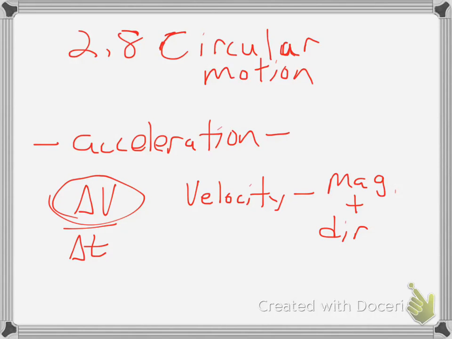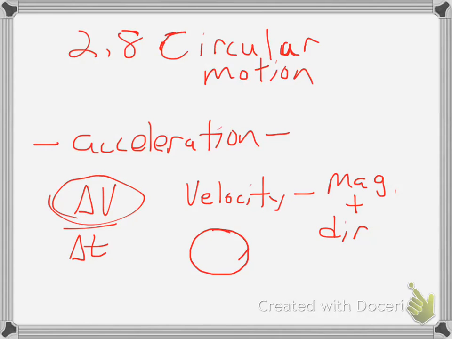So what happens if the magnitude is changing? That's easy. That's what we've been dealing with. An object goes from 20 meters per second to 10 meters per second in 5 seconds, so that's definitely acceleration. But what happens if the direction is changing? Do you feel that when a direction is changing? And so that gets us to this nice, simple concept of circular motion.